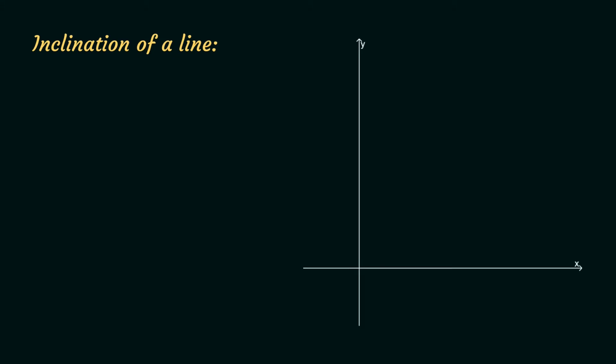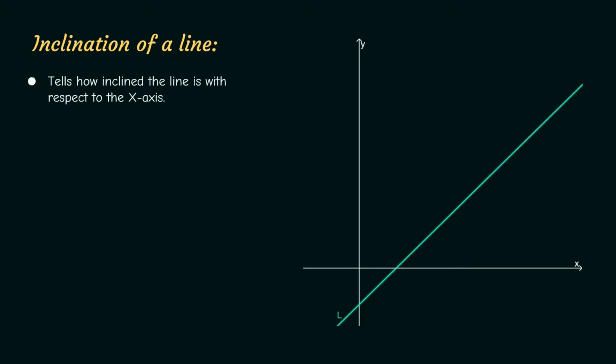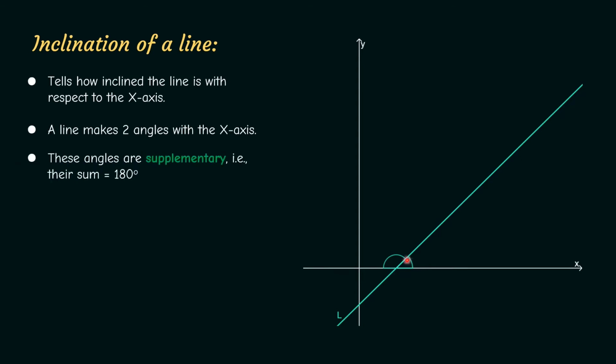Before talking about the slope of a line, we will see what inclination of a line is. The inclination of a line tells how inclined the line is with respect to the x-axis, that is, the angle it makes with the x-axis. But if you observe carefully, the line makes two angles with the x-axis, and these angles are supplementary, that is, their sum will be equal to 180 degrees.